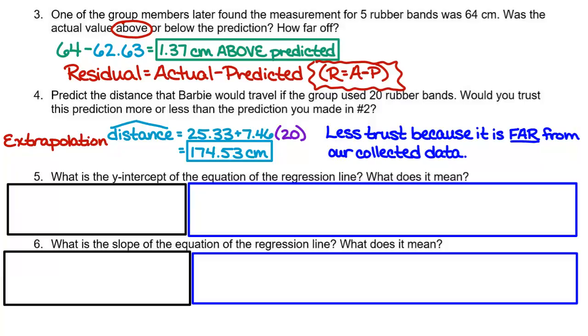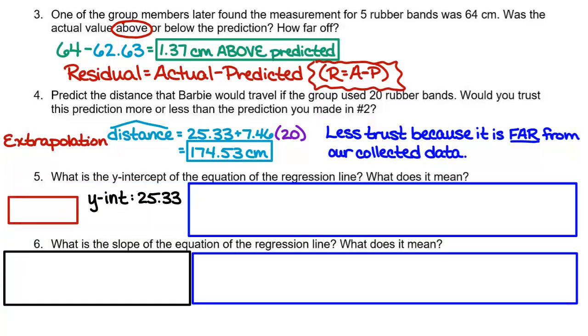What is the y-intercept of our equation for our regression line? 25.33. That's my y-intercept. What does it mean? Well, think about the y-intercept as an ordered pair. Let's start there. What would the ordered pair for the y-intercept look like? 0 and then 25.33. So 0 and then the number for my y-intercept.